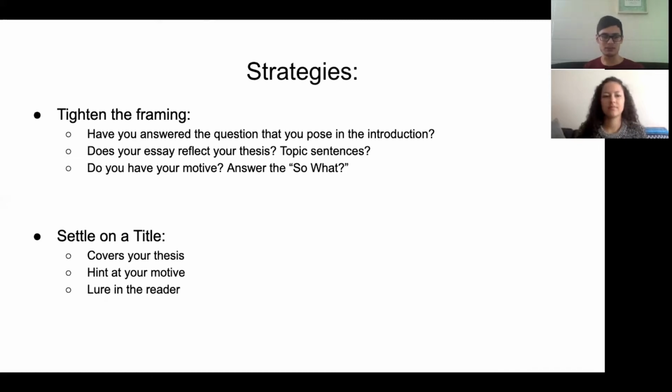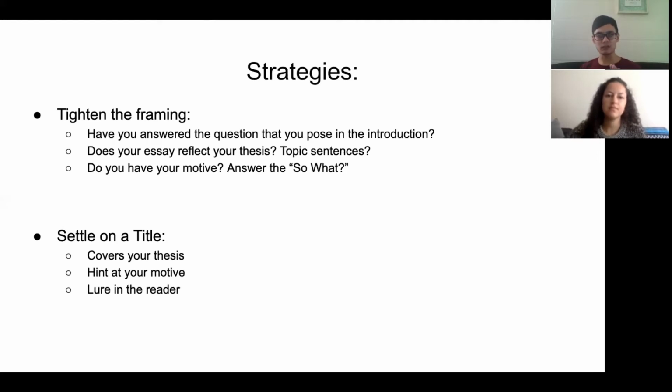For example, in order to tighten the frame, you might ask yourself any of these questions according to your writing. Have you answered the question that you posed in the introduction? And usually this has to do with your thesis. Are you able to defend the thesis, or are your points in the body paragraphs making sense? Do they justify what you're saying? As well as, what is your motive? So what? Why are you writing this? And why should it be important to the reader?